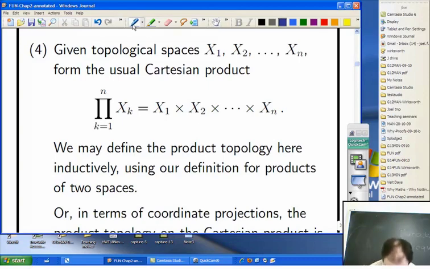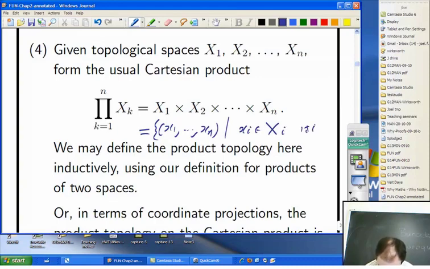So this is equal to the set of (x1, ..., xn) such that xi is in capital Xi for 1 ≤ i ≤ n, meaning that has to hold for all i between 1 and n inclusive.